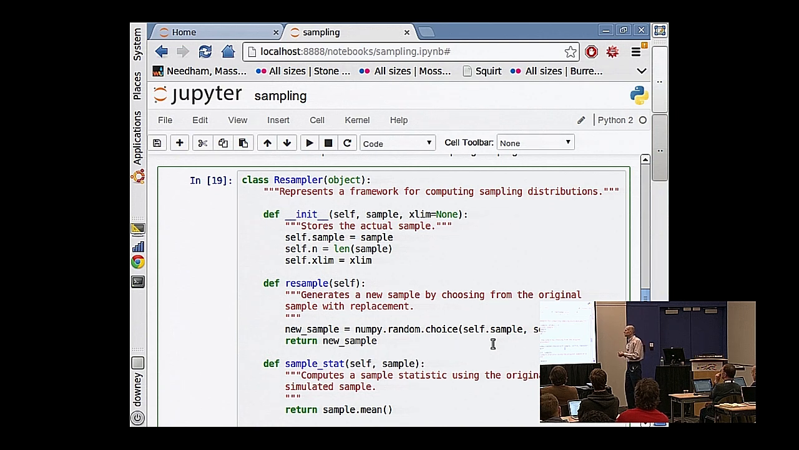The resampler object is going to keep track of what the actual data were, what the sample size is, and then this, xlim, I'm just going to use for displaying things. Don't worry about it, not a big deal. But these are the two important ones: the actual data and the sample size. Here's the most important function. I'm going to simulate counterfactual, hypothetical future experiments by resampling from the sample, which sounds crazy, but it actually works.